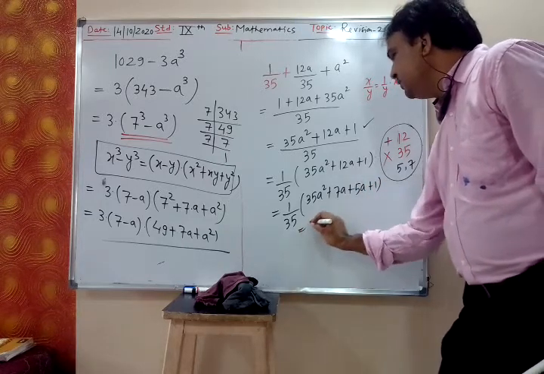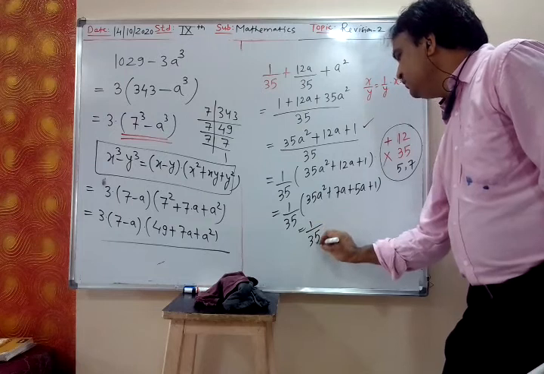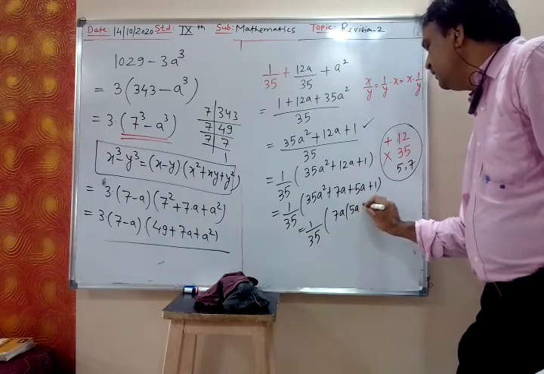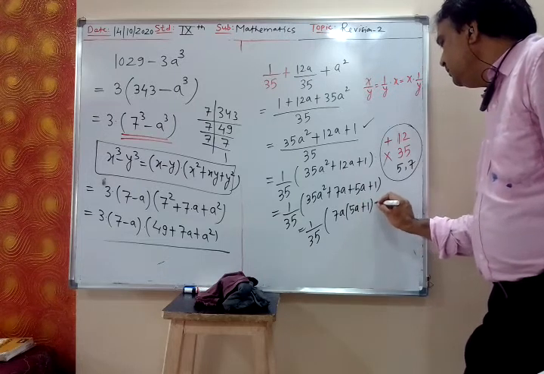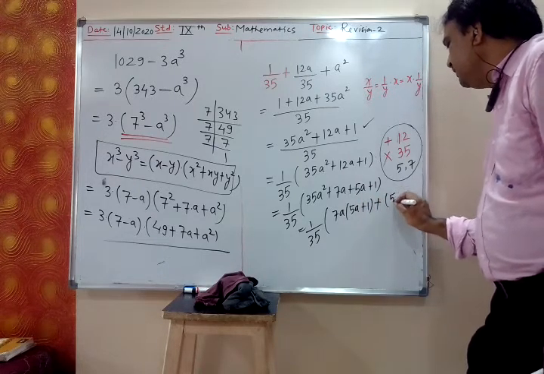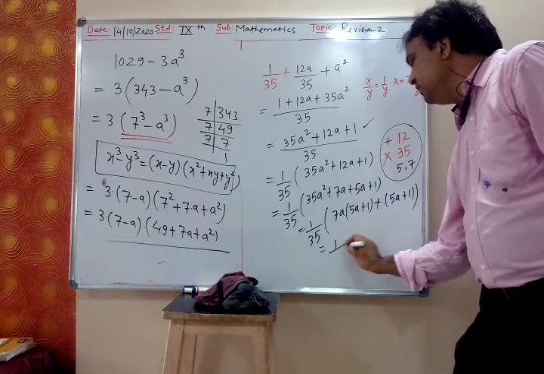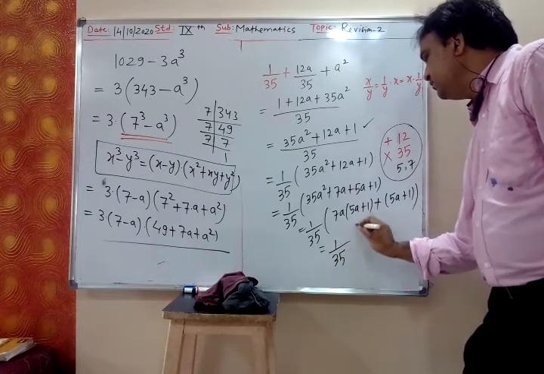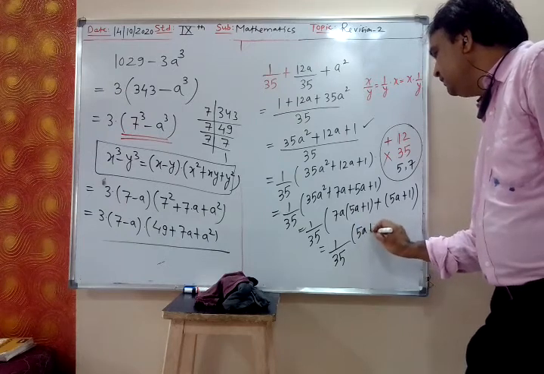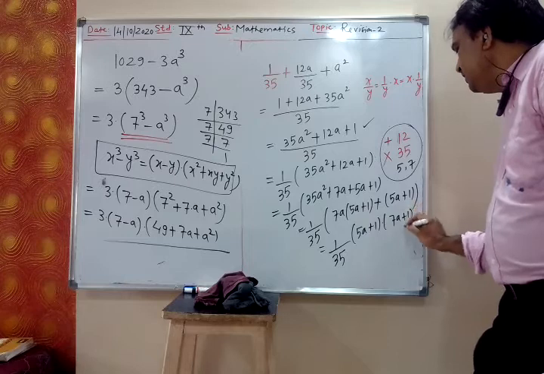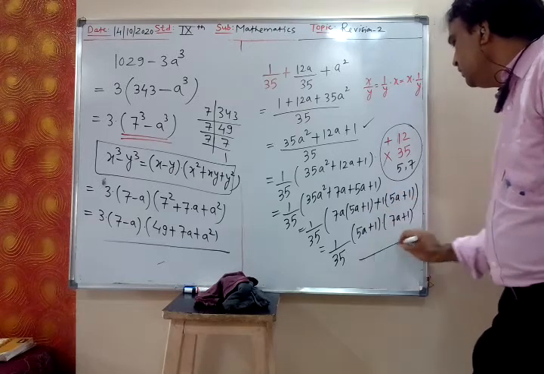Then this will be 1 upon 35. 7a is common. Then it is 5a plus 1 in bracket, plus 5a plus 1. Now I will take 5a plus 1 common. So 1 upon 35, 5a plus 1 is common. Then what is left? Then it is 7a plus 1. 7a plus 1 is left. This is the answer.